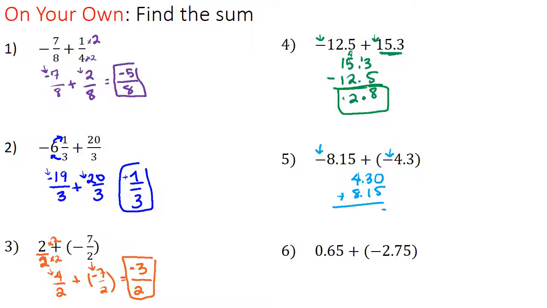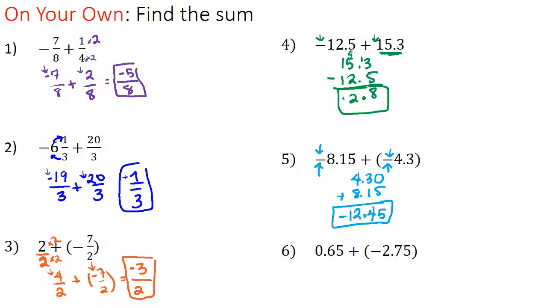So 0 and 5 is going to be 5, 3 and 1 is going to be 4, 4 and 8 is going to be 12. I can bring down my decimal place. So now I have 12.45. And now I need to decide the sign of my answer here, either positive or negative. Looking back up here, I can see that they were both negative, so I'm going to keep the common sign, and my answer is going to be negative 12.45.